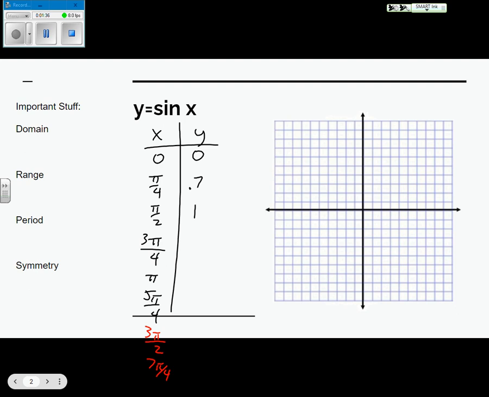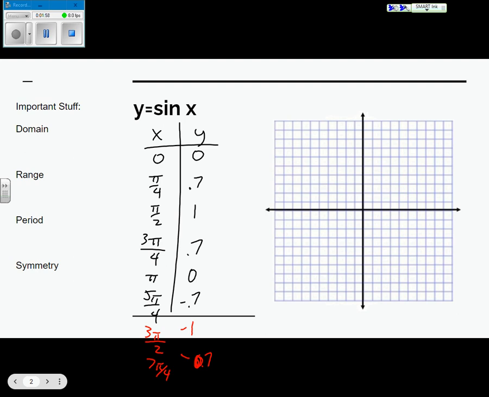Sine of pi over 2 is 1. And then I'm going to get 0.7 again. Sine of pi is 0. And then I'm going to get negative 0.7. And then 3 pi over 2 is negative 1. And I'm going to get negative 0.7 again. My handwriting is getting rough down here on the bottom of the screen. You'll have to excuse that.